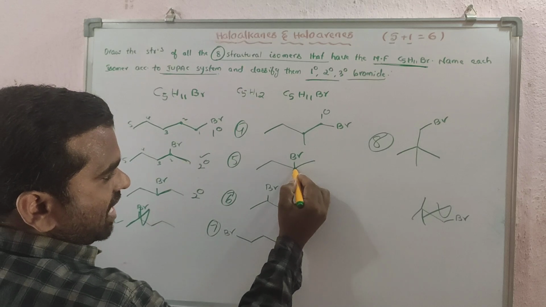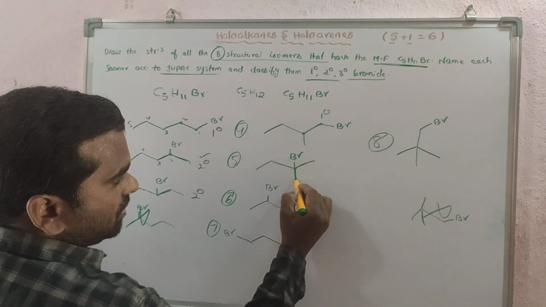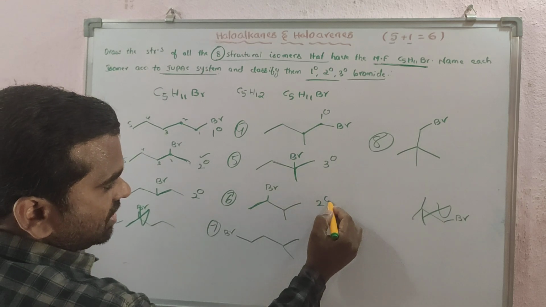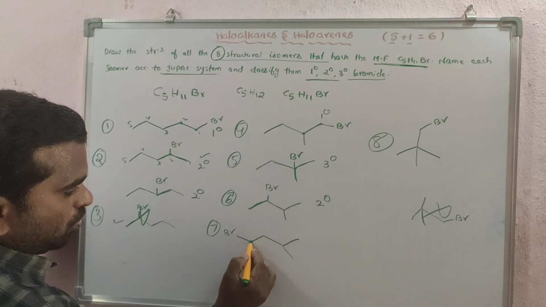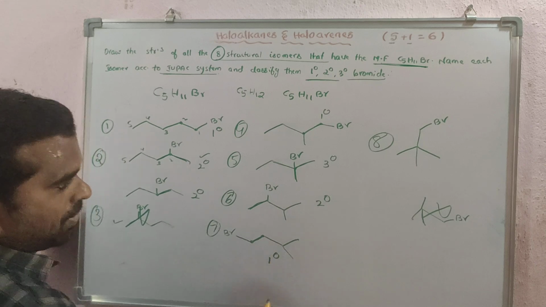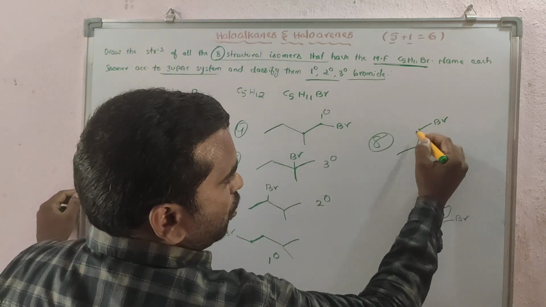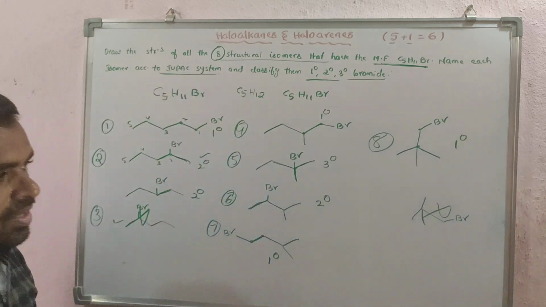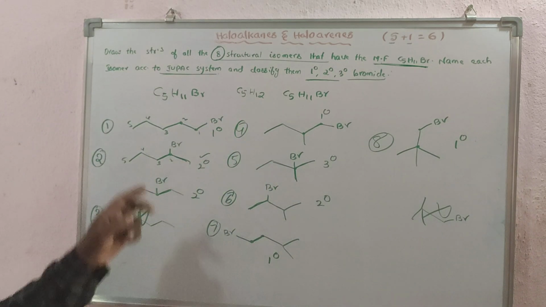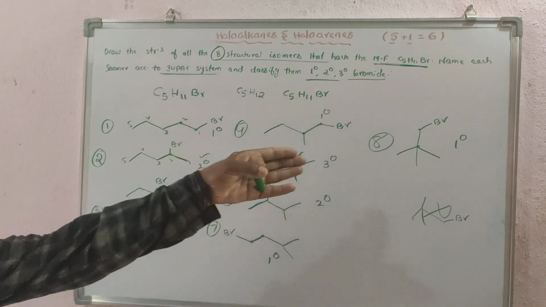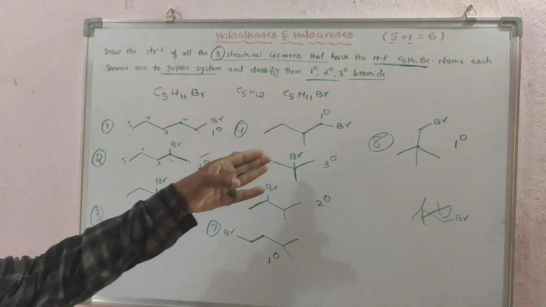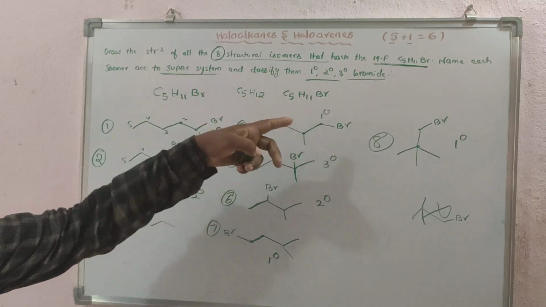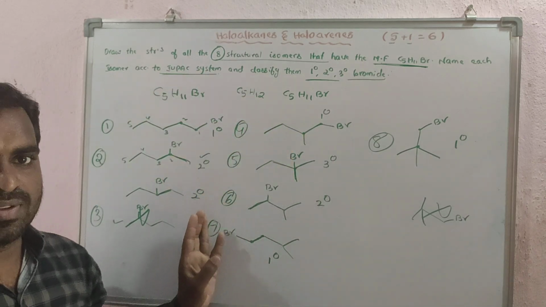And this carbon is attached to 1, 2, 3 carbons, so it is tertiary. And this is attached to 1, 2, so it is secondary. And this is only one carbon, so it is primary. And here the bromine is attached to only one carbon, so it is primary. Clear? So these are the 8 structural isomers, and we have classified them as primary, secondary and tertiary. Your homework is to write the IUPAC names of all these compounds.